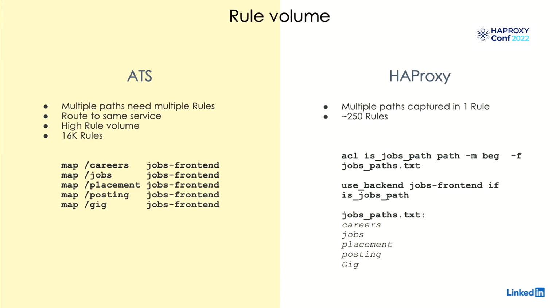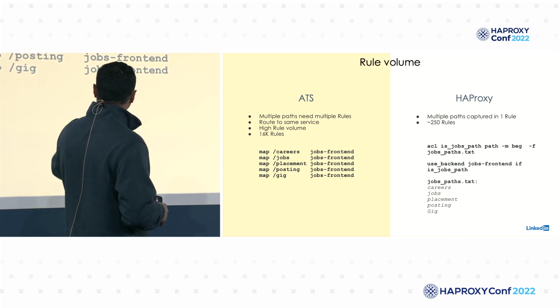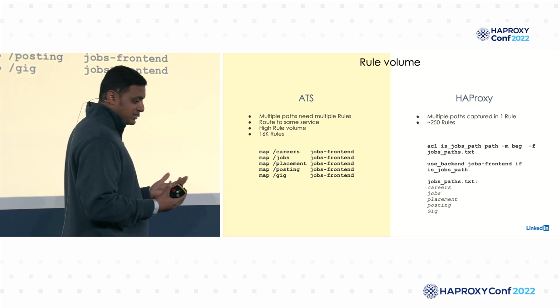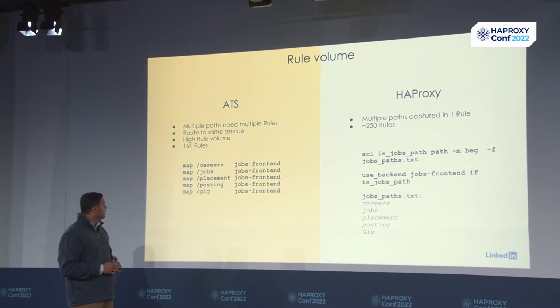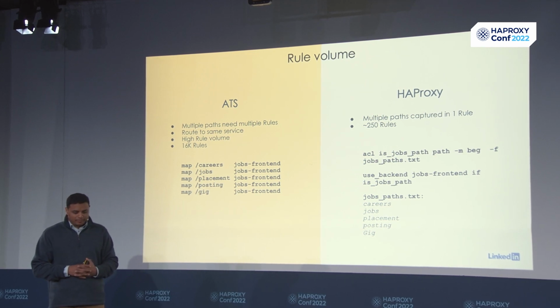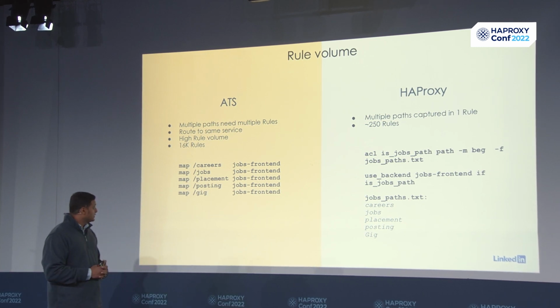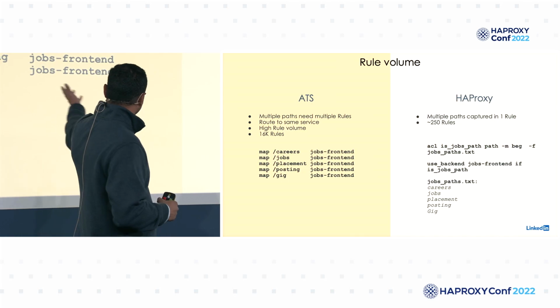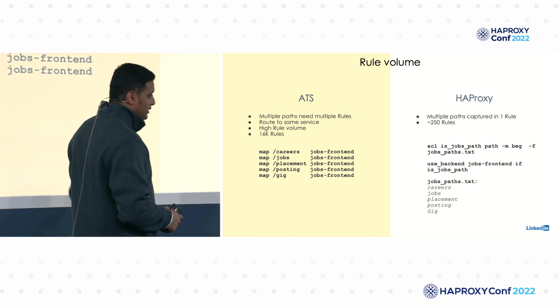Starting with the route volume. Currently, let's say we have 5 paths that get routed to the same front end. The way we do it in Apache Traffic Server is for every path that we want to route, we create a rule. So as a result, you can guess we have a very high rule volume. We currently have 16,000 rules. It adds complexity during operations. So let's say we need to add some custom feature for everything that's going to that front end. Those plugins have to be added to multiple rules.